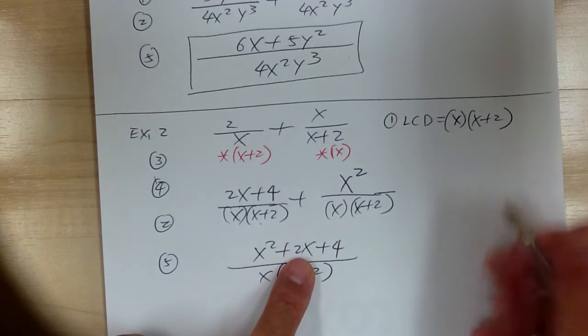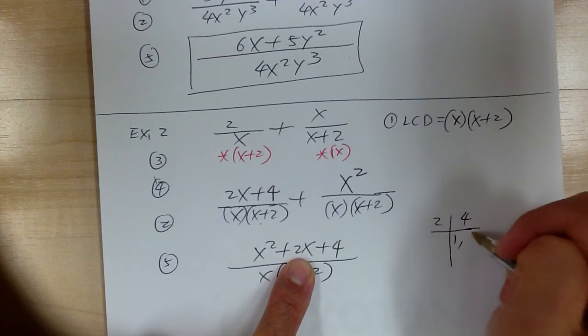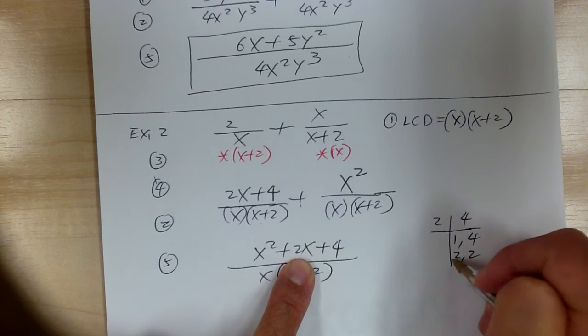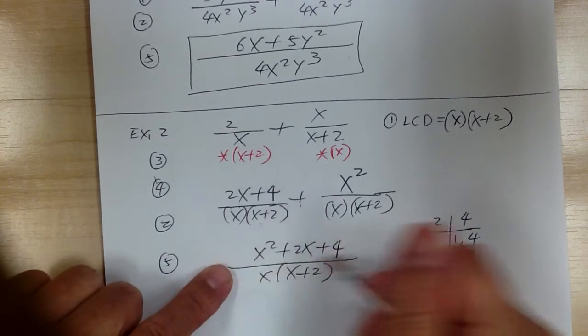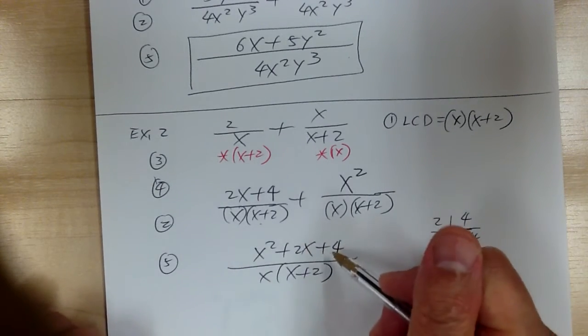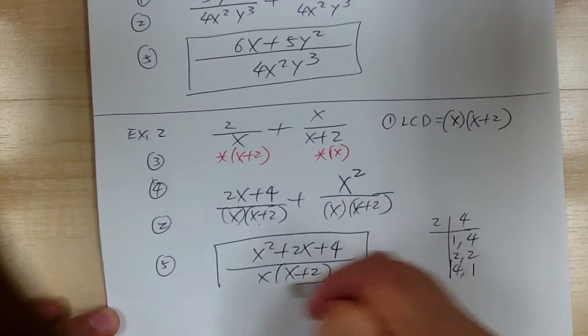Then you have to check to see if you can do factoring. So your multiply is 4 and your add is 2. So 1 and 4, 2 and 2, 4 and 1. None of these match, so this is not factorable. You cannot do factoring to cancel. So this is your answer.